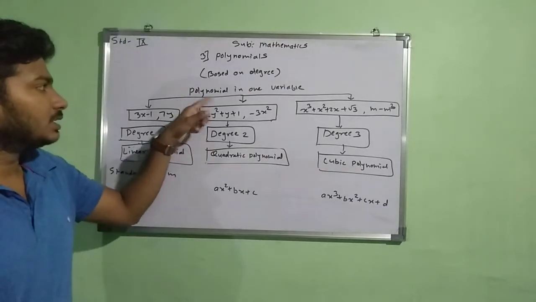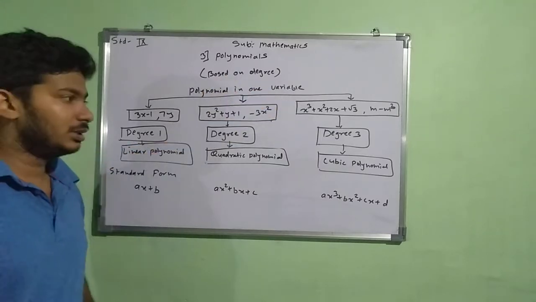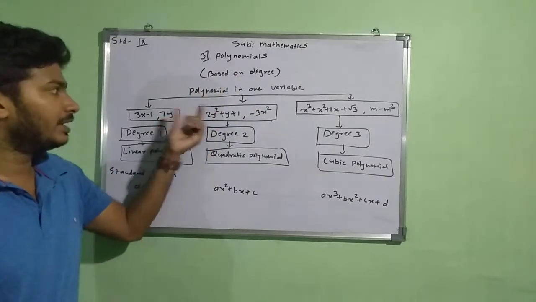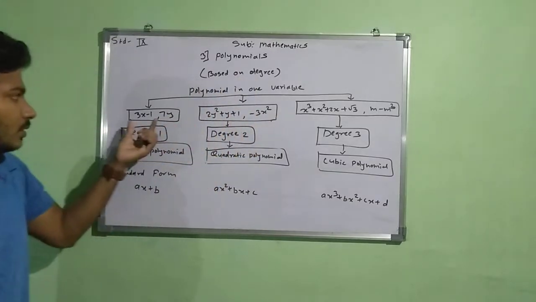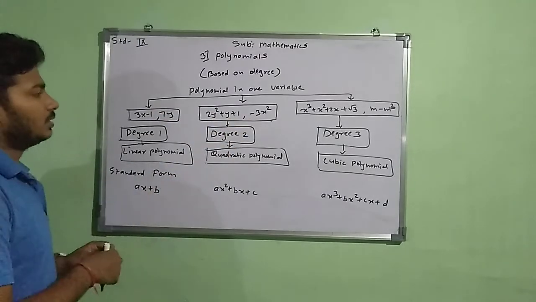So our next topic is types of polynomials in one variable based on degree. Okay, in the previous topic we have seen what is degree. Now on the base of degree we can differ that polynomials. So here I have drawn the flow chart. We will see one by one.